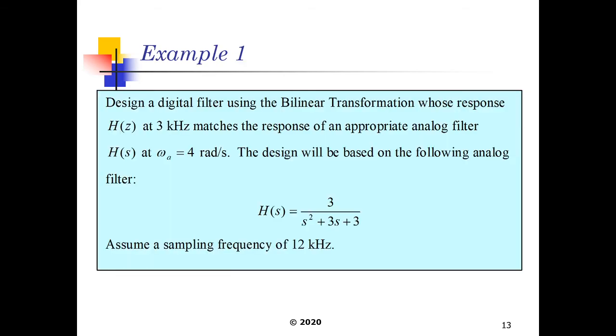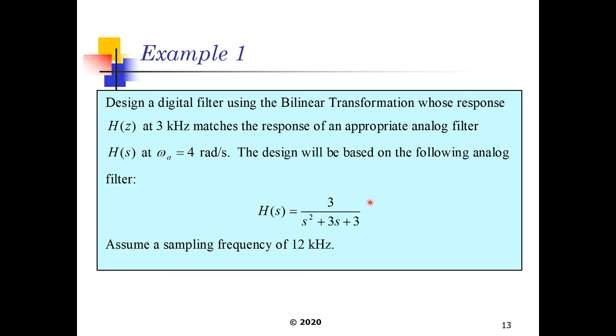The first example is that we are required to design a digital filter using the bilinear transform, where the response is going to be at 3 kHz, and we're going to be matching the analog filter response at omega A equal to 4 radians per second. And we have our analog filter prototype equation here accordingly. We are also given f of s here being equal to 12 kHz.